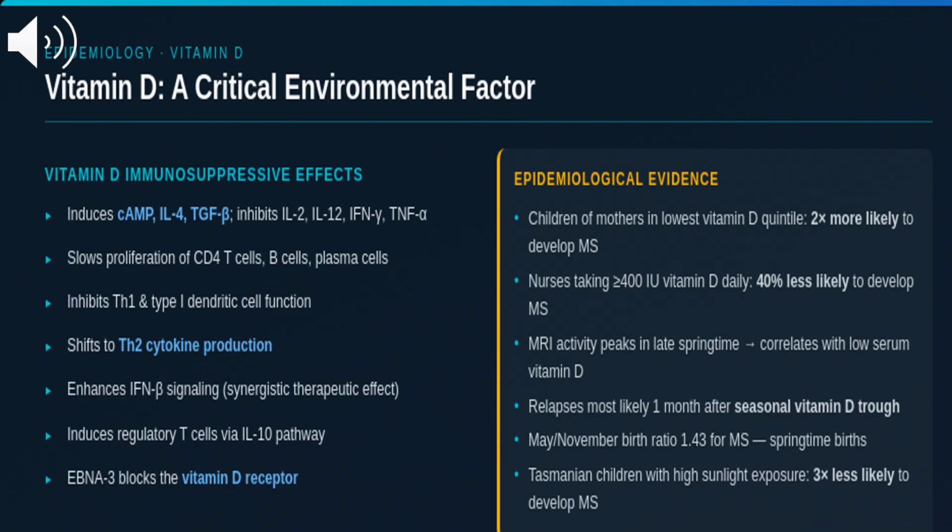The epidemiological evidence is extensive. Children of mothers in the lowest vitamin D quintile are twice as likely to develop MS. Nurses taking at least 400 IU of vitamin D daily are 40% less likely to develop MS. MRI lesion activity peaks in late springtime, correlating inversely with serum vitamin D levels. Relapses are most likely to occur 1 month after the seasonal vitamin D trough. Tasmanian children with high sunlight exposure are 1/3 as likely to develop MS later in life.